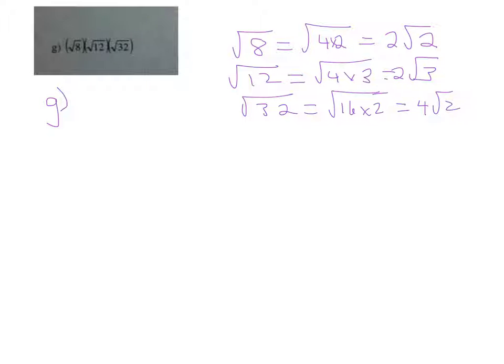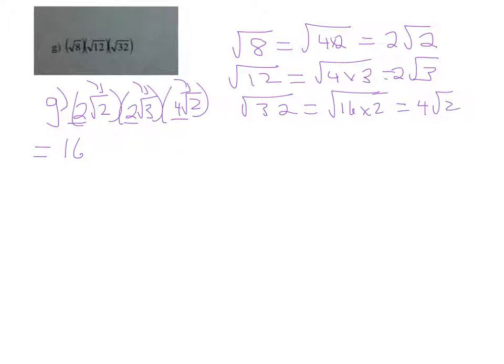So once you've done that, then you can go back over here now and write this as the product of this times this times this. And it's as easy as just taking the whole numbers first. So 2 times 2 times 4, which is 4 times 4, is 16. And then root 2, root 3, and root 2, multiply them together, so it's 2 times 3 times 2, but it's all under the radical sign. So 2 times 3 is 6, times 2 is 12.